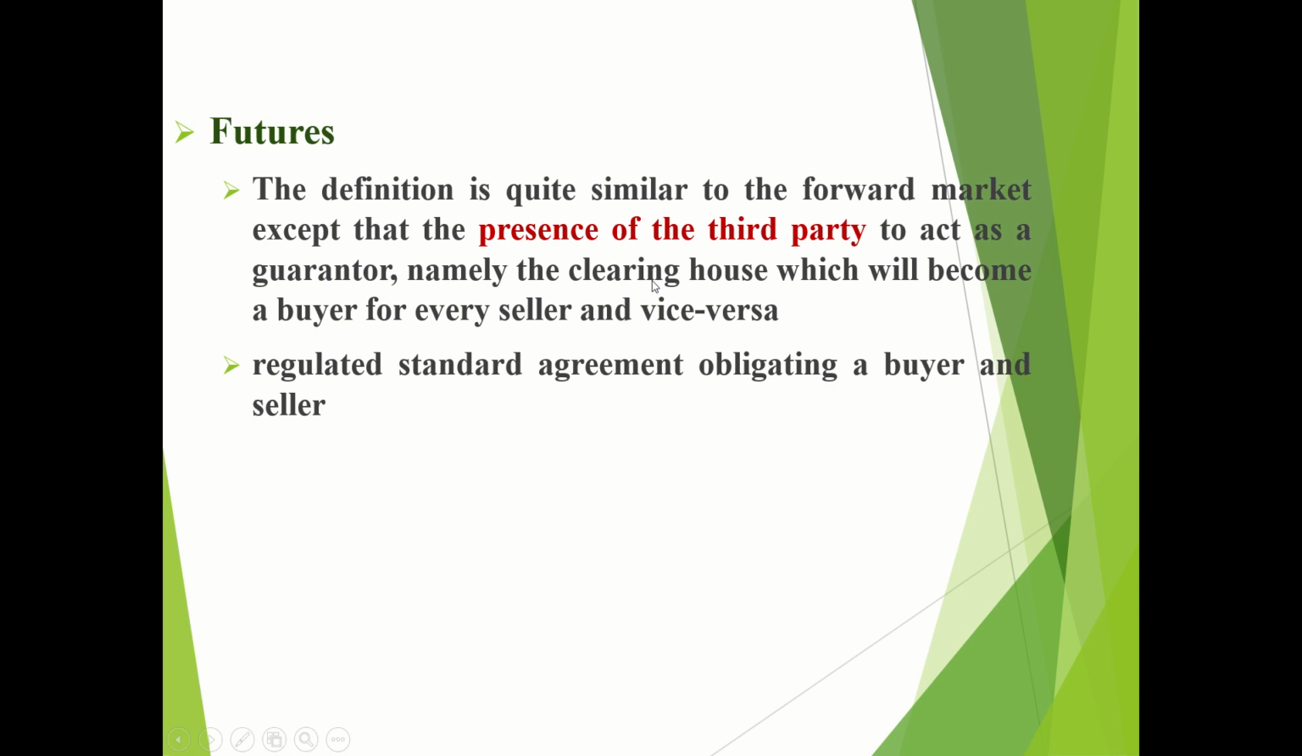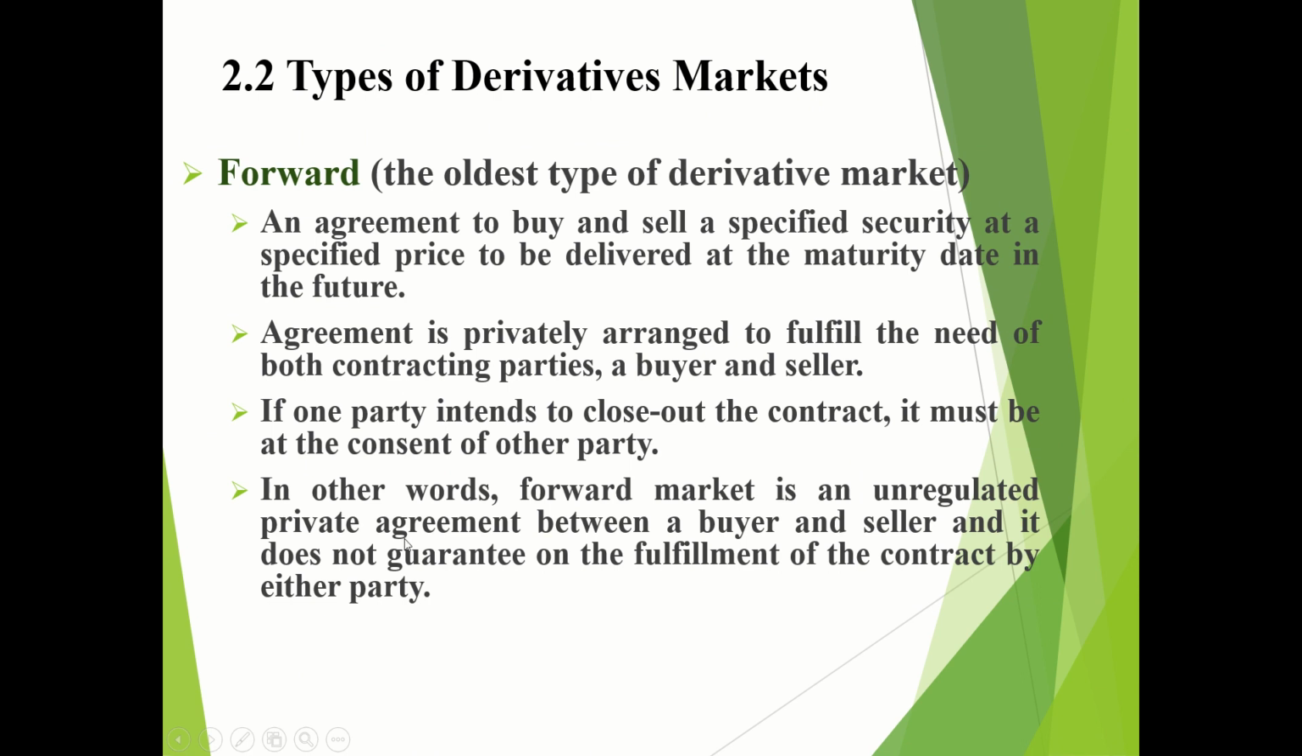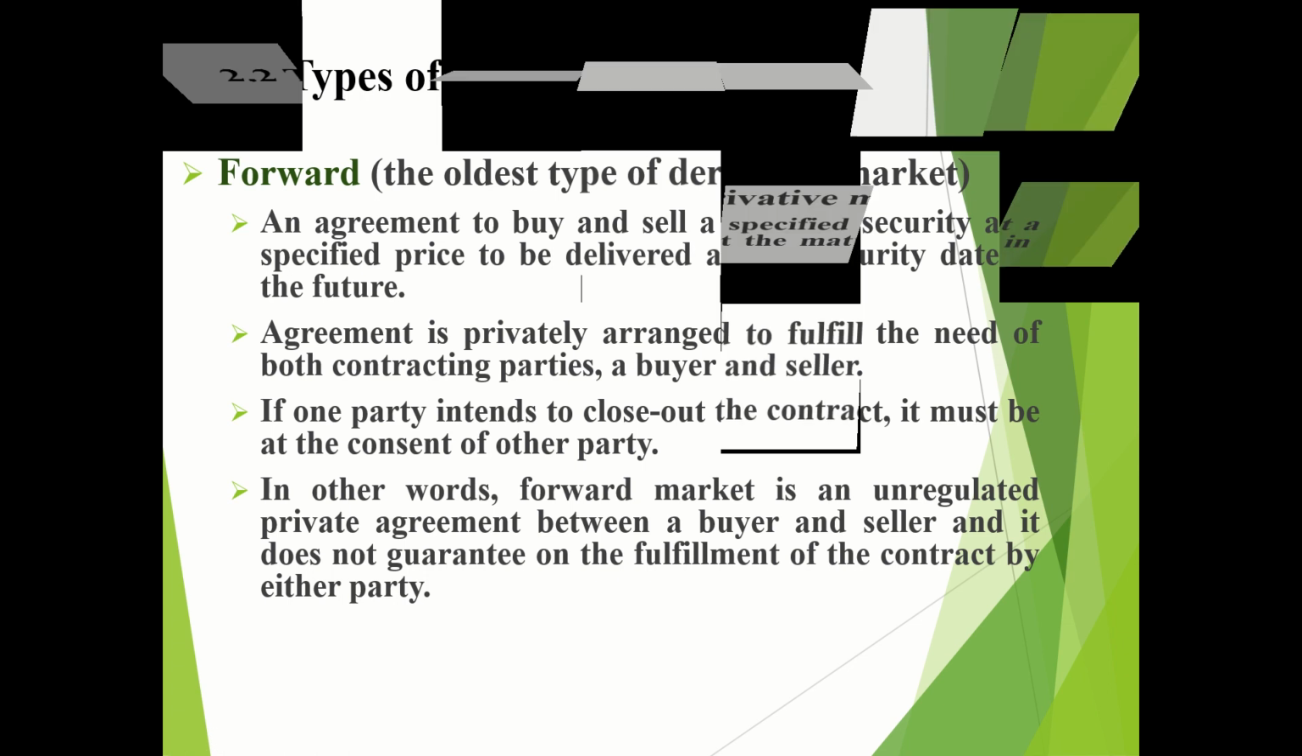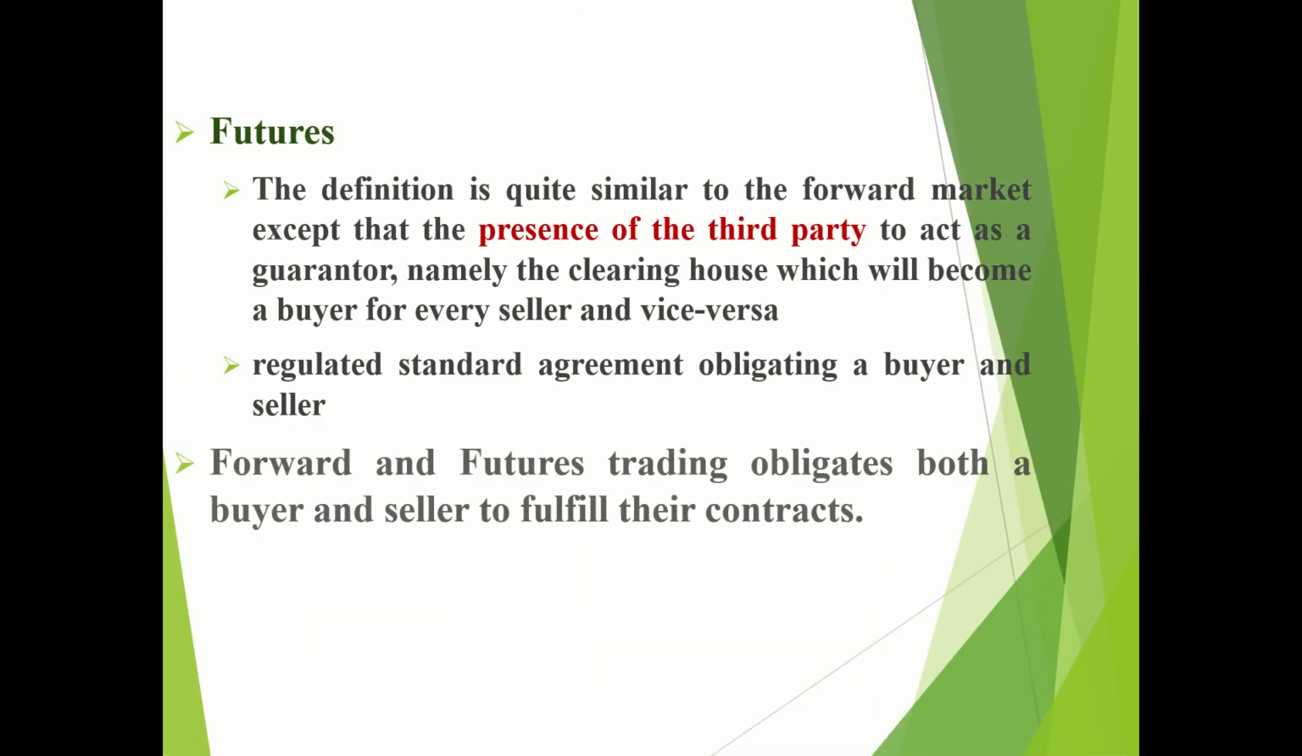Clearing house will make sure none of the party, either buyer or seller, will default, alright, will violate the contract. Alright, the clearing house will make sure kalau buyer dah memang agree to buy, they have to buy. If the seller agree to sell, they have to sell. Okay, so futures are regulated standard agreement that obligate the buyer and the seller. Tapi kalau forward, alright, okay, nampak tak, ada private agreement between buyer and seller, and this doesn't guarantee the fulfillment of the contract. Okay, that is the difference.